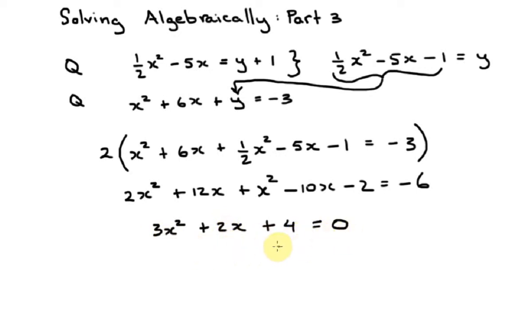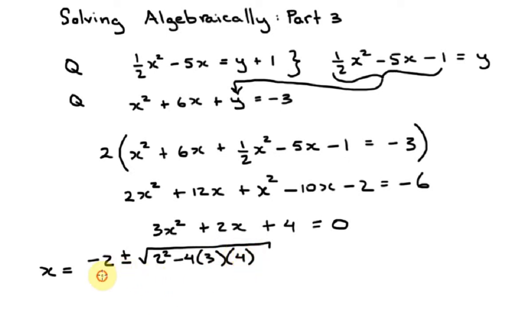And looking at this, I have the feeling it's not going to factor, so I'm going to go straight to the quadratic formula and solve for x. So I'm going to get negative b plus or minus the square root of b squared minus 4 times a times c. And all of that is over 2 times a. So that's 2 times 3.